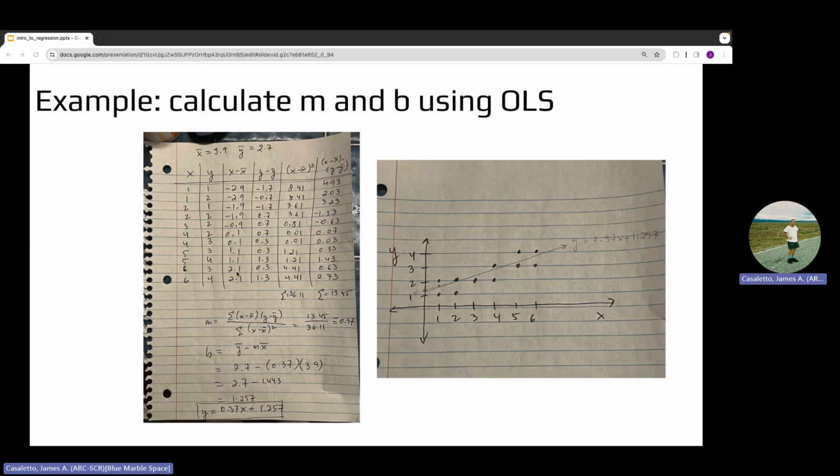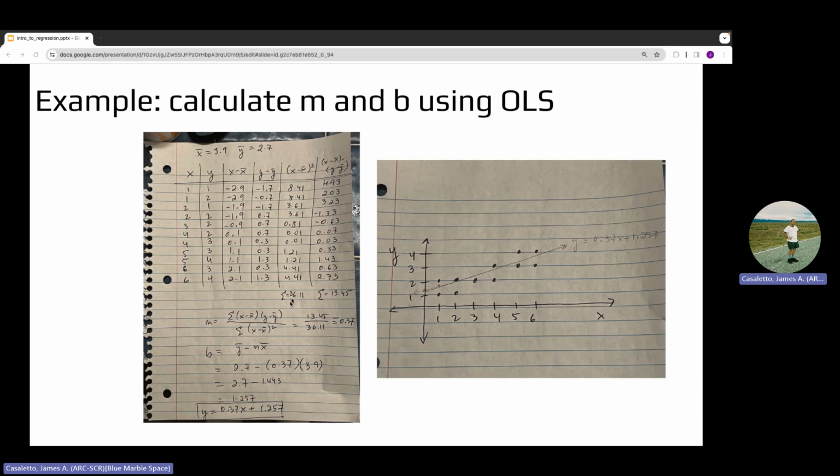And so on down the line. I calculate all the x minus x bars, I calculate all the y minus y bars, and I calculate x minus x bar squared in the 1, 2, 3, 4, 5th column. And in the last column, it's a little hard to see, but that's the product of x minus x bar times y minus y bar. So you can see, for example, negative 2.9 times negative 1.7 is 4.93 in the last column.